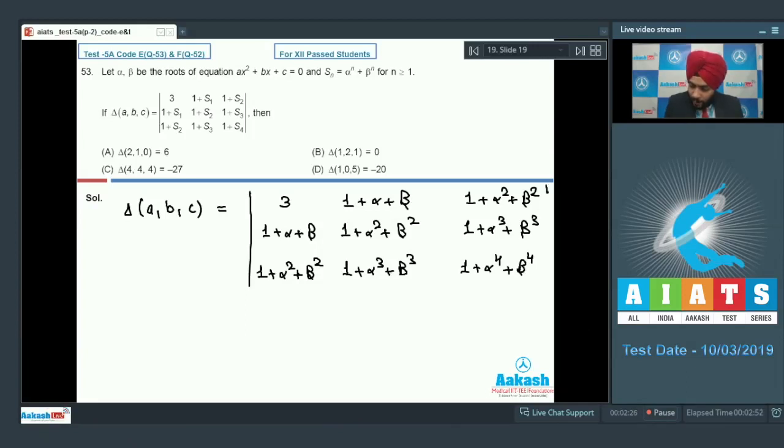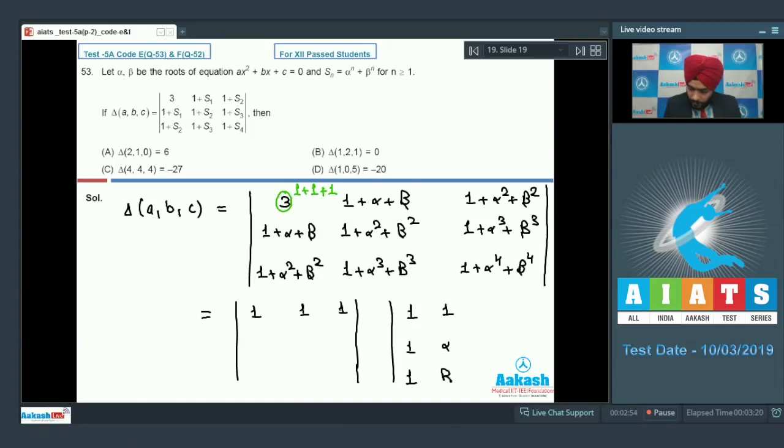Students, we can see that all the 9 terms are composed of 3 different terms, whereas this 3 can be written as 1 plus 1 plus 1. So this particular determinant can be split as a product of 2 smaller determinants. So 1, 1, 1 here, and then when you have to create the first row over here, you have to focus on the first row over there. So we have 1, 1, 1. If I'm multiplying row by column, then we have 1 alpha beta. Then we have 1 alpha square beta square.